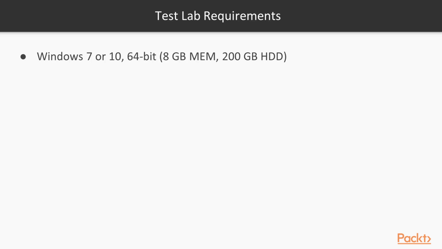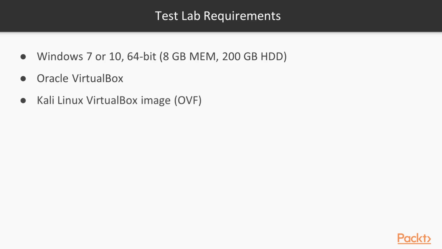We're going to download and install Oracle VirtualBox on top of this Windows machine to set up some virtualization. We're going to download the Kali Linux VirtualBox image or OVF file and install it on top of VirtualBox. And we're going to install a vulnerable application called Damn Vulnerable Web Application, or DVWA, to use as part of this training and show you what vulnerabilities on web applications look like and how we can secure them.